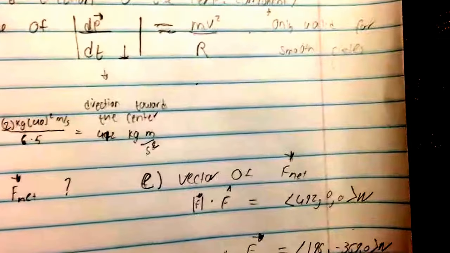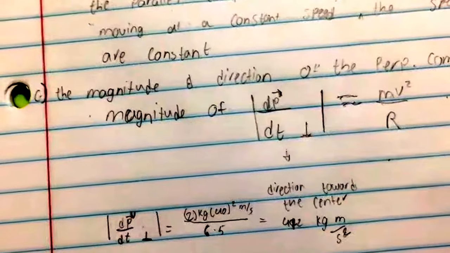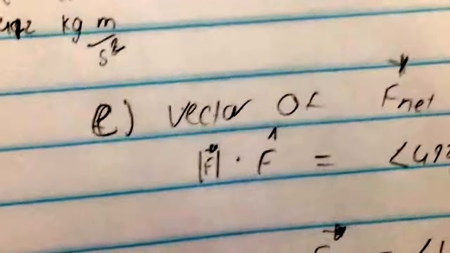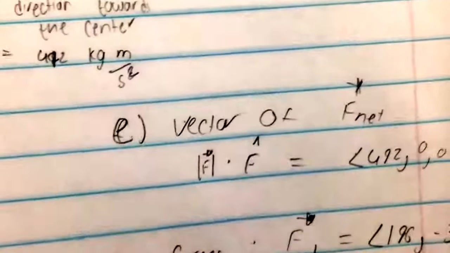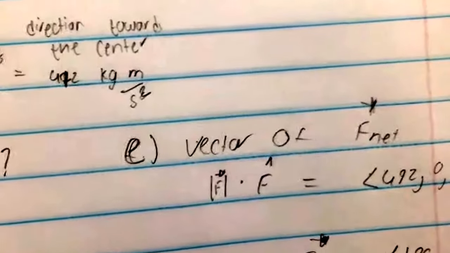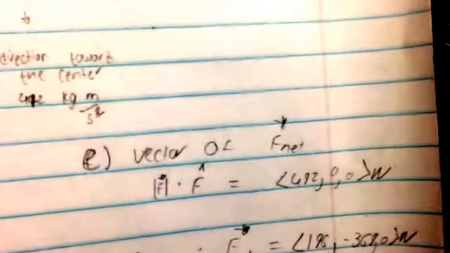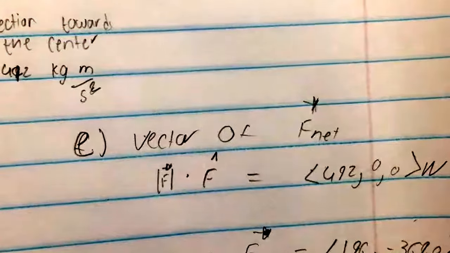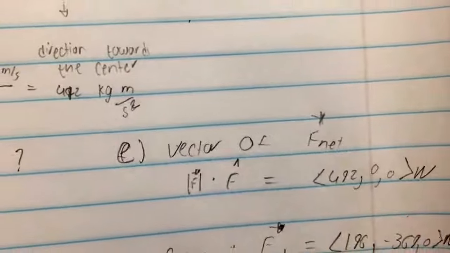For question E, it was asking the vector notation of F net. Since we have both direction and the magnitude, which we solved in the previous problem for C, we simply have to multiply. So it'd be F magnitude times F hat. F hat represents 1, 0, 0. So F net is actually equal to 492, 0, 0. In the book, they had F hat as 0, 1, 0, which would not make this valid at all.